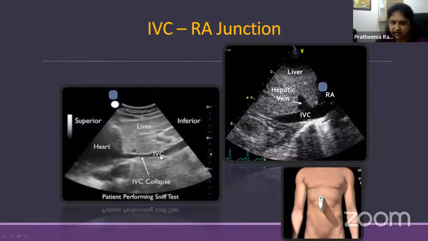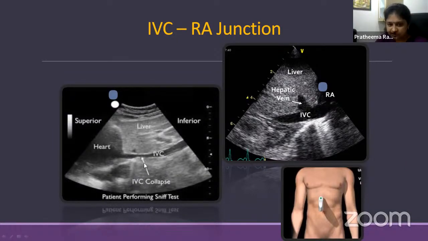So there we can see that there is an inferior vena cava, the liver. We can also see the hepatic vein, inferior vena cava, right atrium. If we see the blood vessel connected to the right atrium, then it is inferior vena cava. Sometimes it is confused with the aorta also. So this is basically monitoring the fluid level, how the volume in the patient.